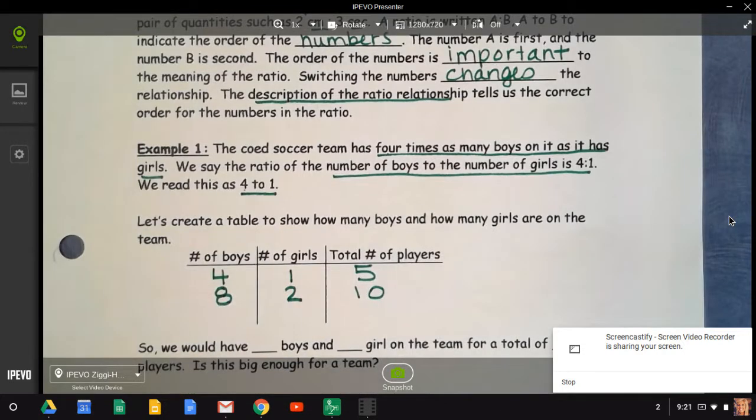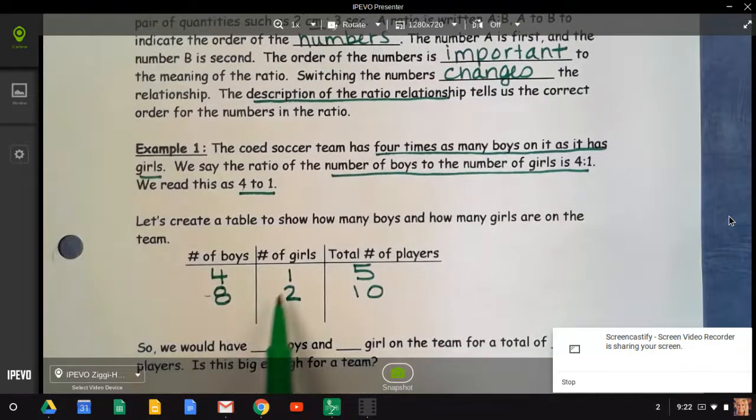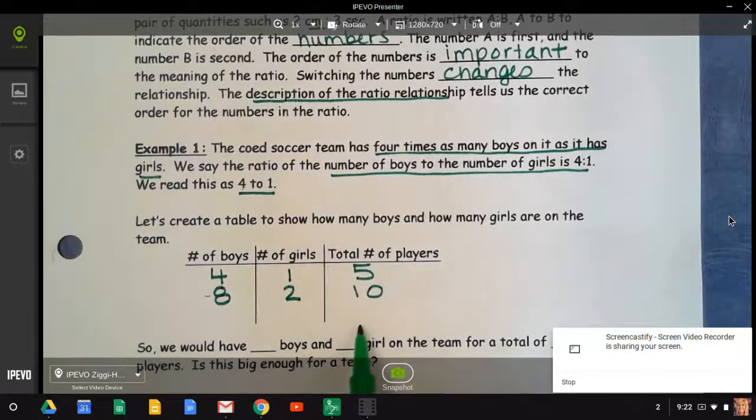It's called an additive. So we're adding 4 each time here, adding 1 each time here, adding 5 each time here. So I'm just going to go ahead and put a little note here.